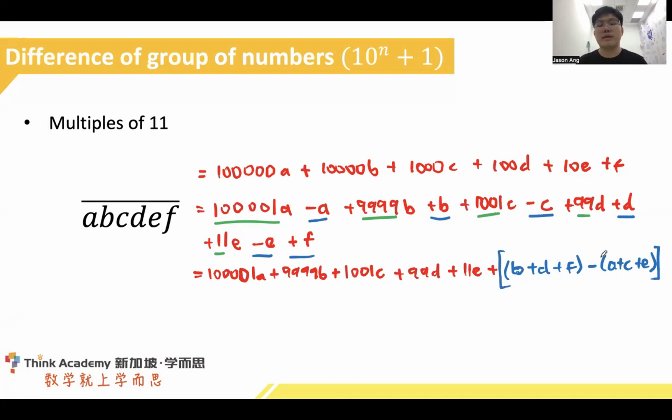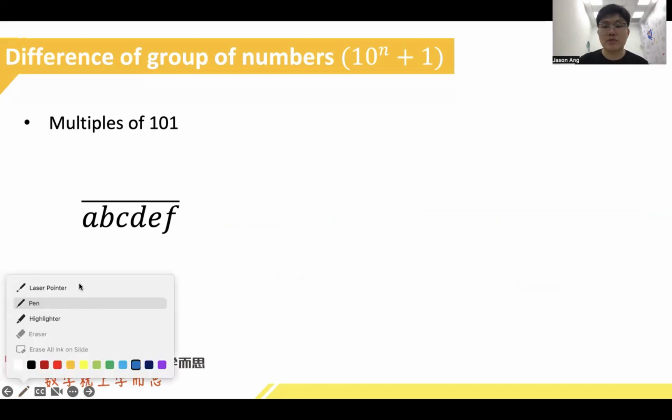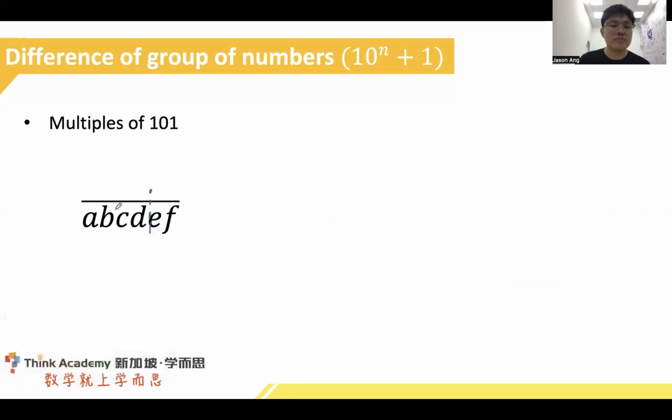So take note, it can be either B plus D plus F minus A plus C plus E, or it can be A plus C plus E minus B plus D plus F, whichever gives us a positive number. The same idea can then be applied to our later values as well, namely your multiples of 101. This time round, rather than splitting into your individual digits, similar to what we did for 99, we're going to be splitting into 2 digits over here, every 2 digits. And now, once again, please take note of how I do the fraction decomposition.